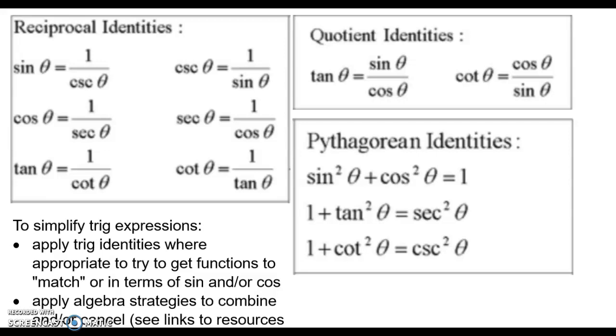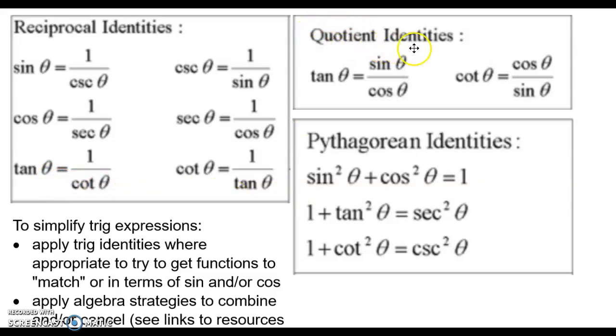So an identity is basically an expression in trig that's equivalent to another expression. A lot of these we know already. For example, the reciprocal identities, we know that sine and cosecant are reciprocals. So even though there are 6 listed here, these are virtually saying the same thing. Sine and cosecant are reciprocals of each other, cosine and secant are reciprocals of each other, and tangent and cotangent are reciprocals of each other.